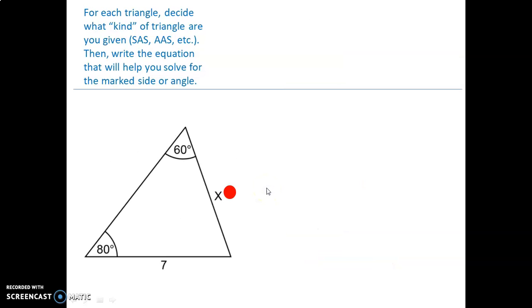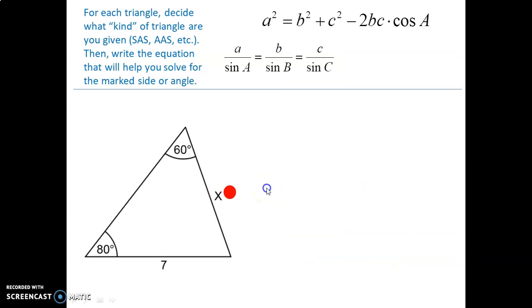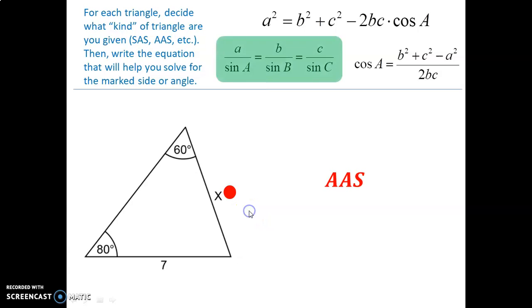Great, next one, what do we have? Okay, this is a AAS triangle, angle, angle, side. Therefore, we're going to use sine rule like that. And I set it up by putting x on top. X over sine 80 equals 7 over sine 60.